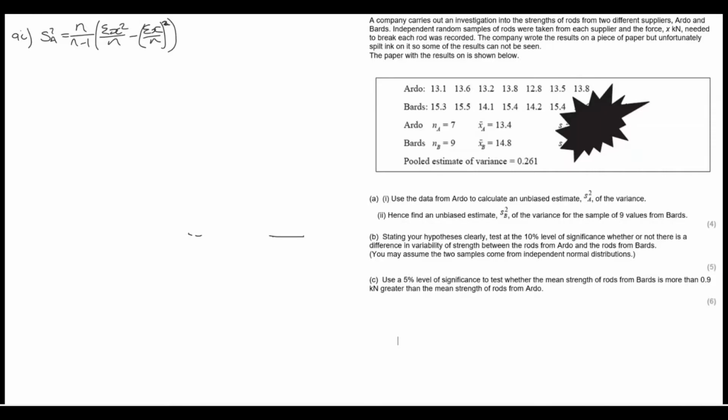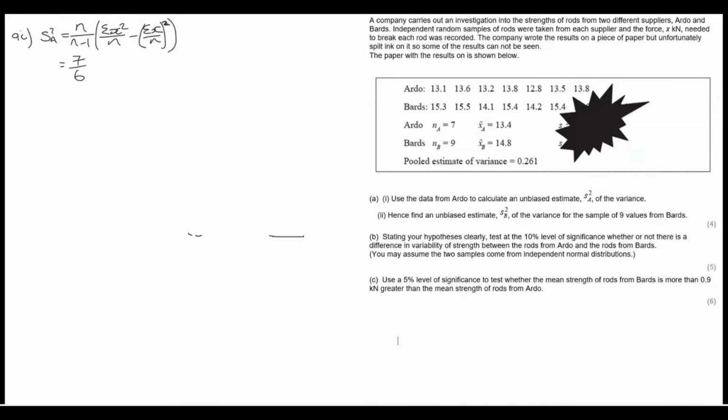Firstly, the sample size for Ardo is 7, and actually I have all 7 values for Ardo. So there isn't much missing of the original data for Ardo. So I'm just going to put this into the calculator so I can see all the summary statistics. And there I have the sum of x squared and the sum of x, and these just need to be substituted in to generate my S squared value.